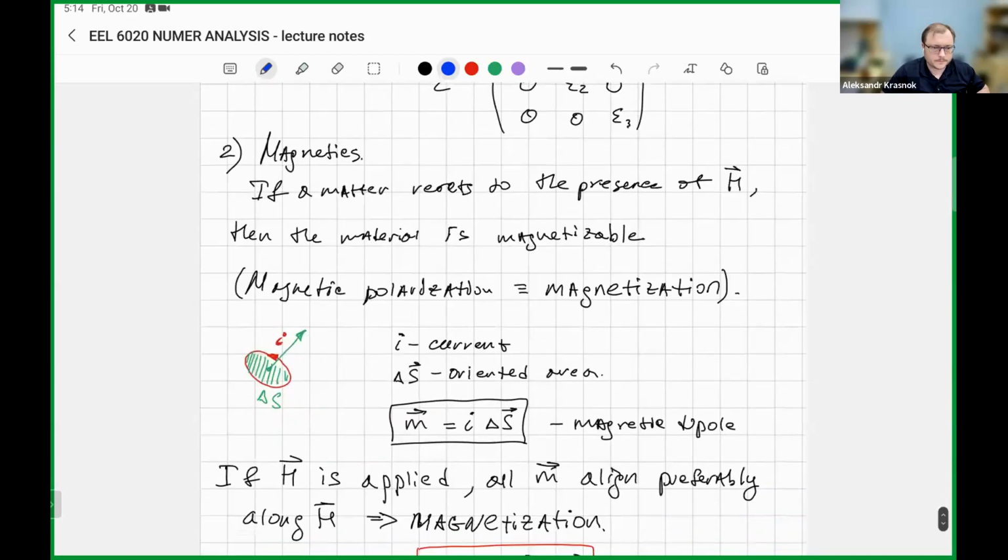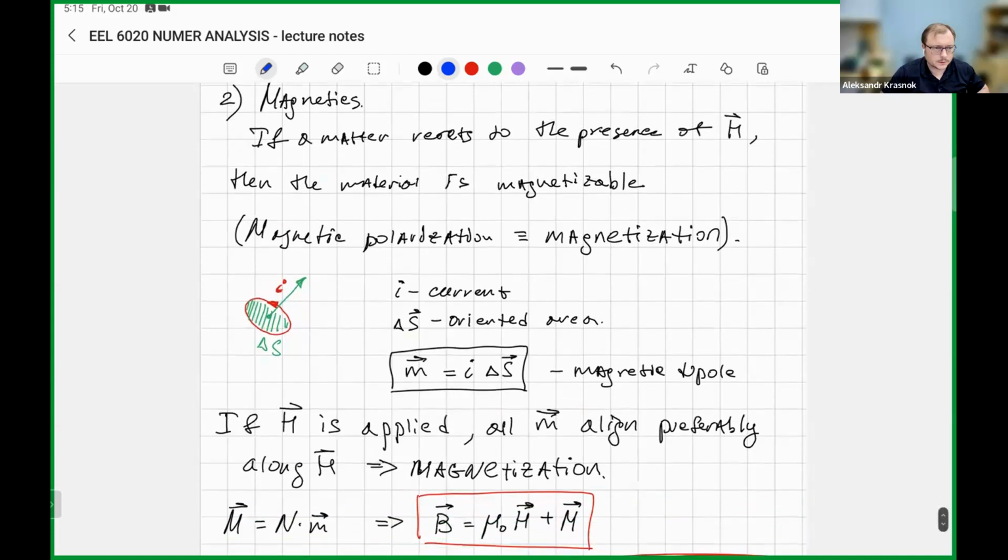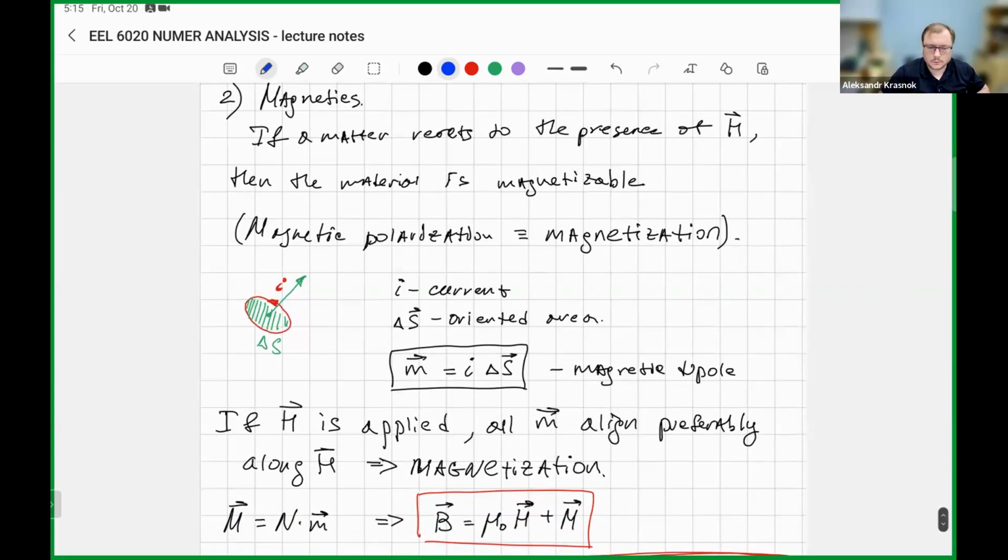Yeah, and likewise, the magnetics, the materials that can be magnetized in the presence of a magnetic field, right? They are described by a so-called magnetic dipole. In the dielectric, we have electric dipoles. In magnetics, we have magnetic dipoles.